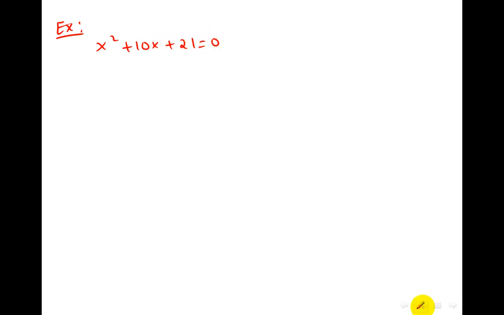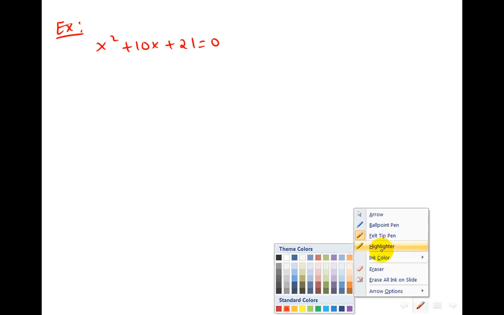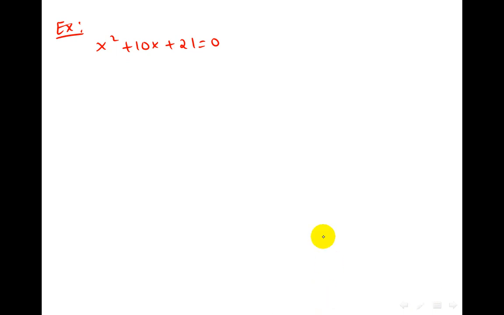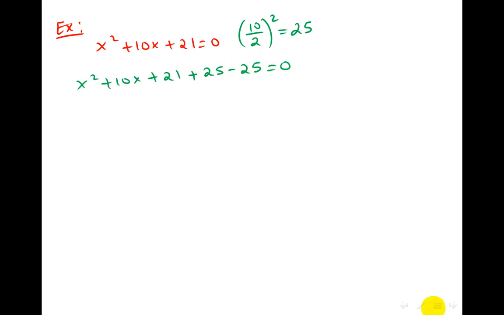Let's say I have x squared plus 10x plus 21 equals 0. First you have to make this (b over 2) the whole squared stuff. B is 10, so divide it by 2, then square it. 10 divided by 2 is 5, and 5 squared gives you 25. So now we'll do x squared plus 10x plus 21, and this 25, add it and subtract it. That means plus 25 minus 25 equals 0.